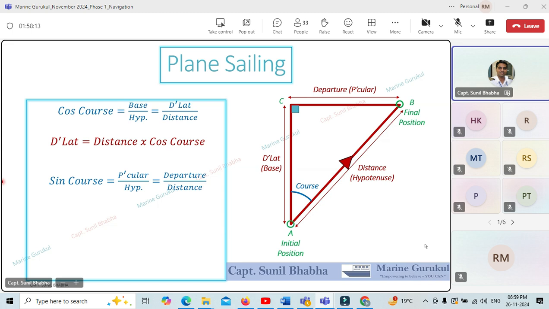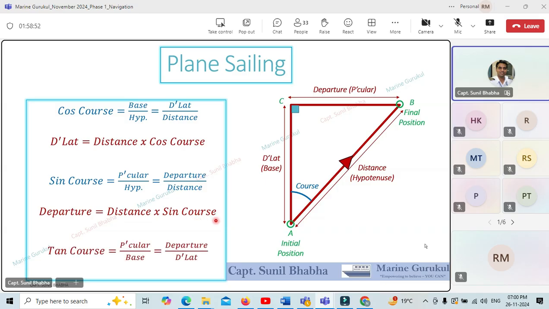Let us apply the second trigonometric ratio now, which is sine of course. Sine of course is given by perpendicular upon hypotenuse. Perpendicular in our case is the departure, hypotenuse is the distance. The sine course ratio gives us our second formula, which is departure is equal to distance sine course. The distance was in the denominator, it is taken to the other side, giving us the second formula for plane sailing: departure is equal to distance sine course.